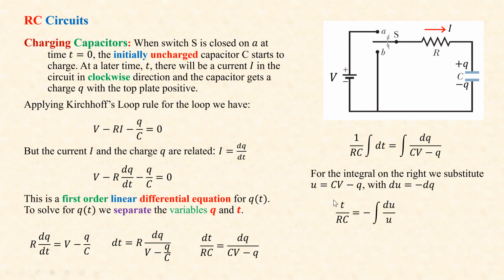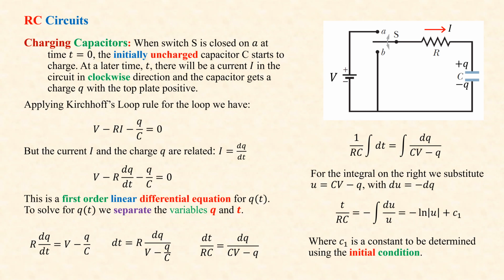Therefore, this becomes t over RC on this side equal to negative du over u, and that becomes ln of absolute value of u, right? And with the negative sign, a negative ln of absolute value of u, and then we should add a constant of integration. All right. So C1 is a constant to be determined using the initial condition. So this C1, of course, is a constant as far as this equation goes, but we want this function Q as a function of time to match the initial conditions.